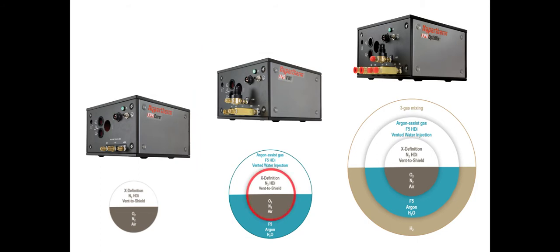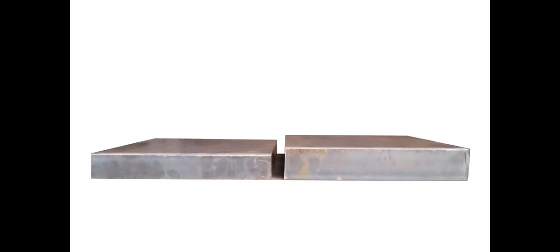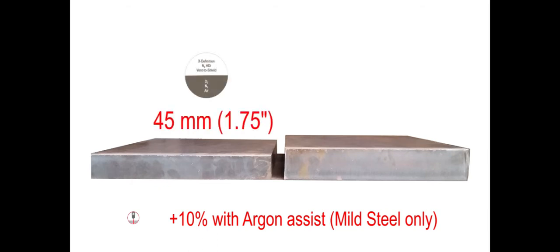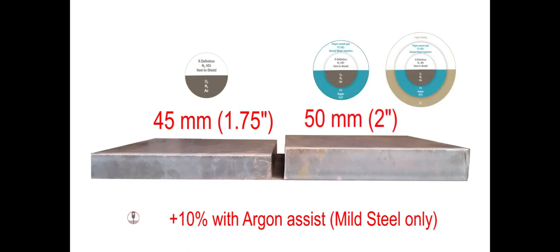The VWI console offers all the core console capabilities and expands to include vented water injection, F5, and argon gas process capability. Mild steel piercing thickness increases by more than 10% when using an argon assist process. Piercing of 45 mm or 1 3/4 inches is possible with the core console. 50 mm or 2 inches is possible with VWI and OptiMix consoles using argon assist piercing.